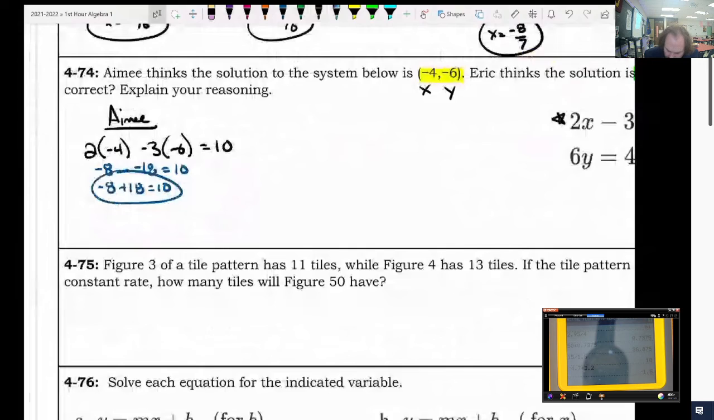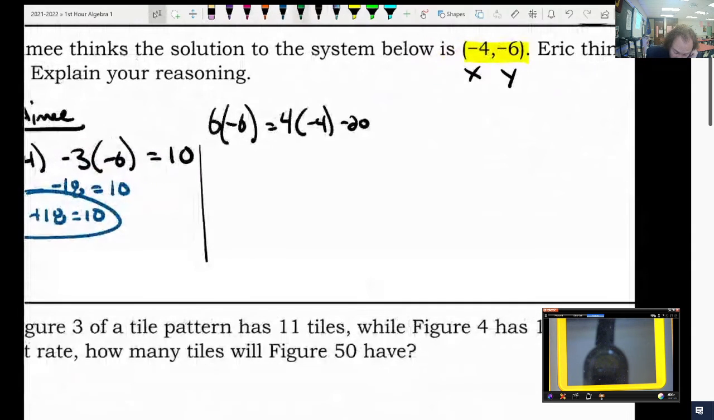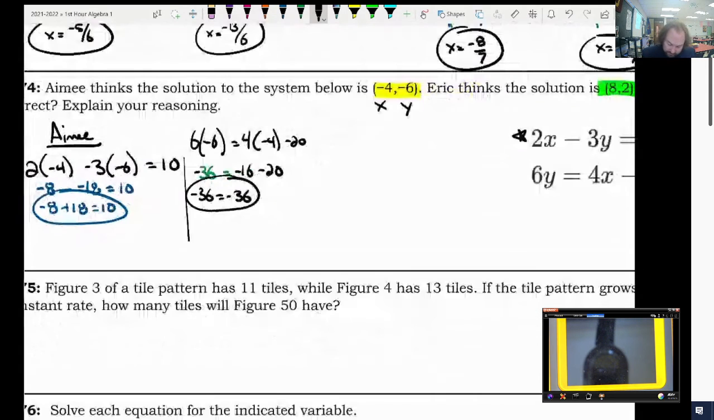The second equation is 6y. Let's see, I'm going to write this right here. 6 times y, which is negative 6, according to her, equals 4 times negative 4 minus 20. Let's check this answer too. 6 times negative 6 is negative 36. 4 times negative 4 is negative 16 minus 20, and that is negative 36. So this checks out. Amy is correct.